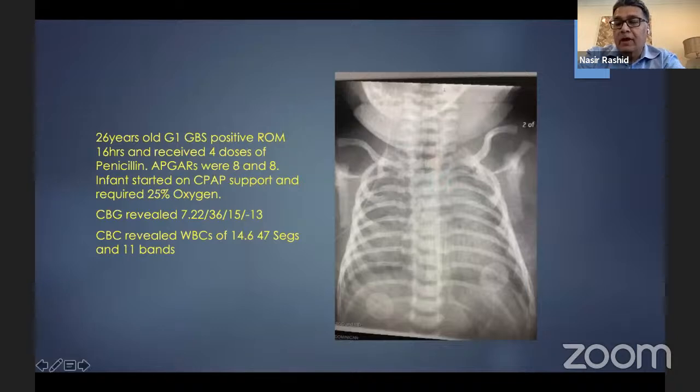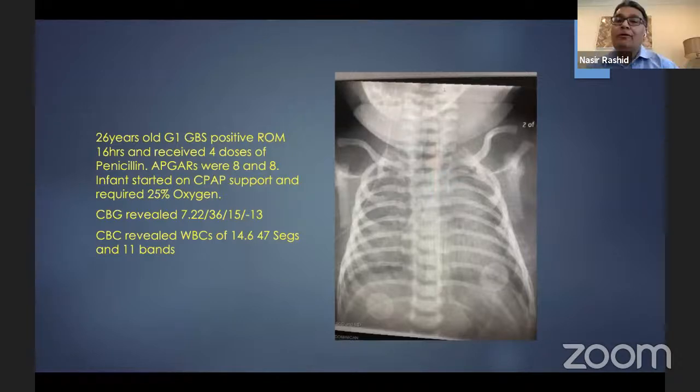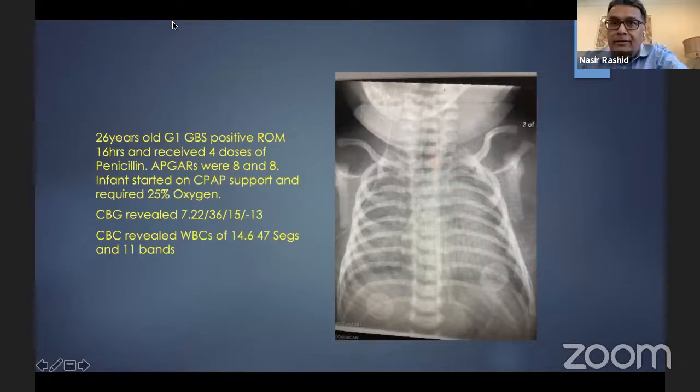So grab your paper and pencil, and once we are done with the presentation, after you learn what we are talking about, we are going to discuss the management of this. Nasir, one thing maybe I missed, you didn't tell us how premature or how mature this infant is. Sorry about that. This was a full term infant. I'm sorry about that. Next slide, please.